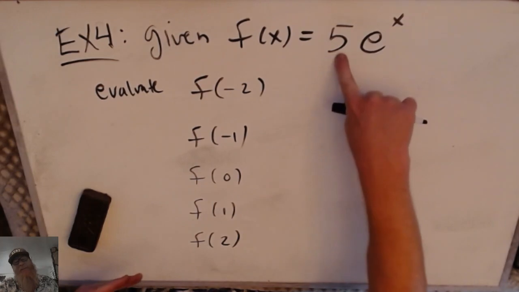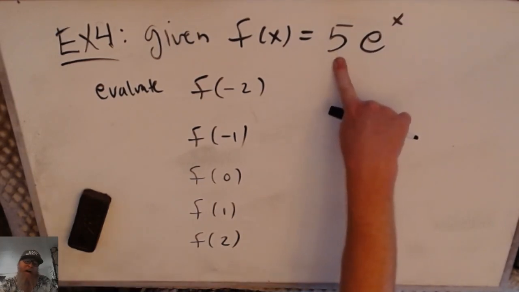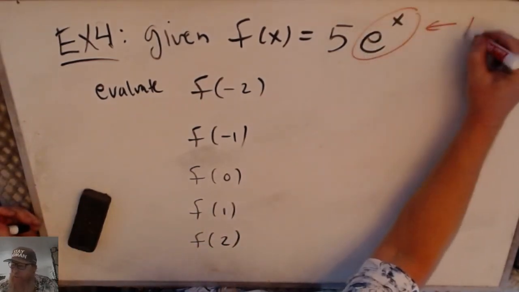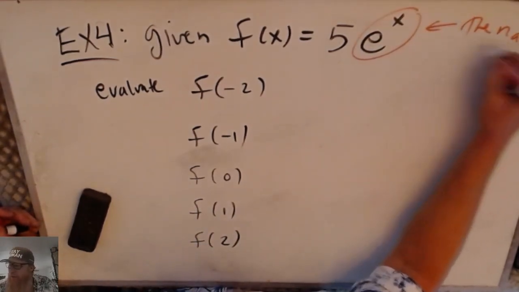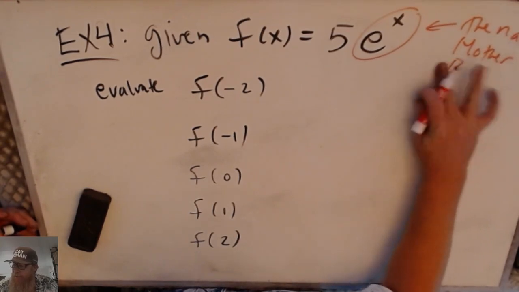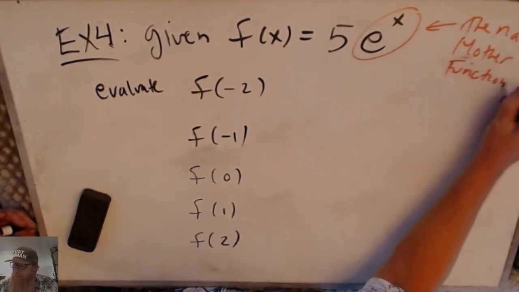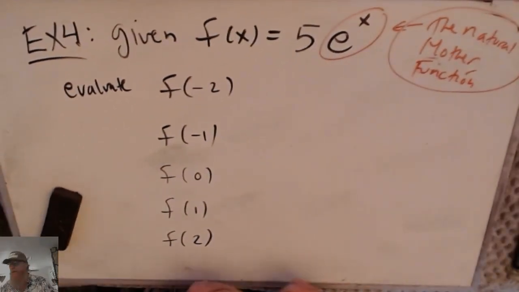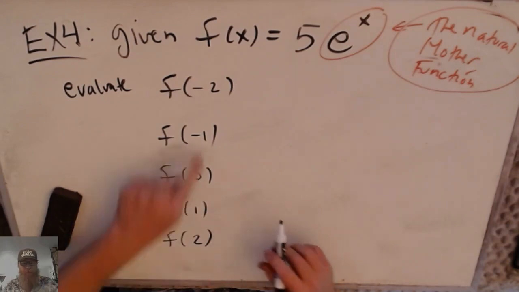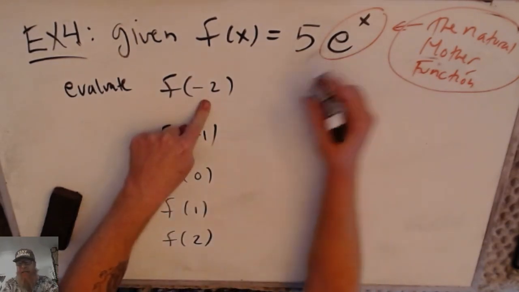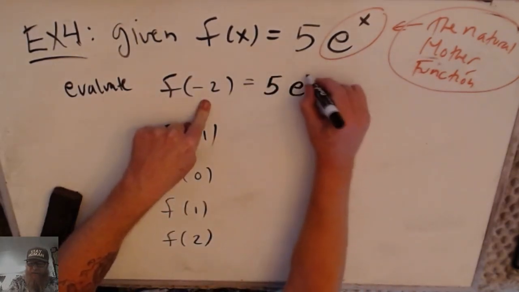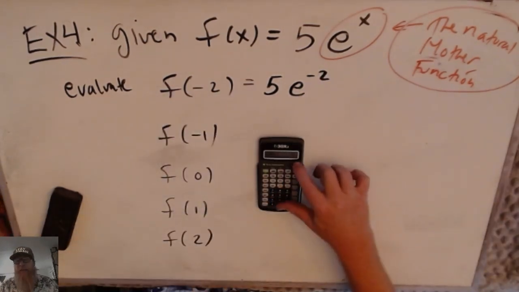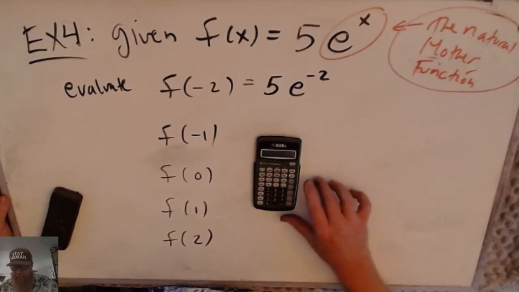In this particular example, I'm multiplying everybody by 5. But I'm first going to do the mother function. This is what we call the natural mother function. Okay, so we're going to plug in -2 for x. 5e to the -2. I recommend identifying the button on your calculator so that you can type in e nicely.